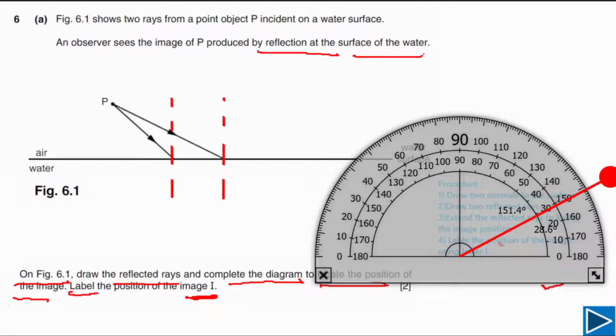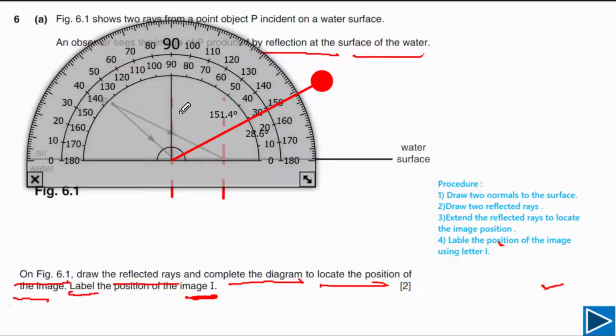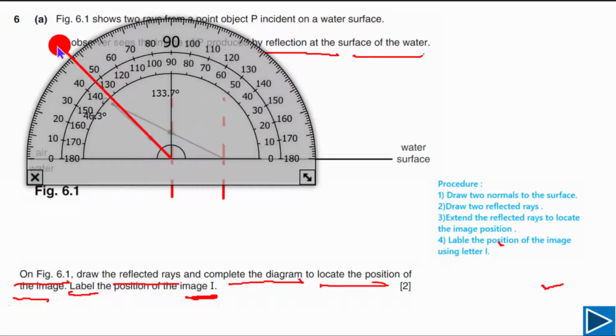The next step is to draw reflected rays. For reflected rays, again we need a protractor, so we can place our protractor here. We need to measure the angle of incidence. So the angle of incidence is around 47, because the angle of incidence is measured from the normal. So this is around 47, and this is our angle of reflection. We need to simply draw the reflected ray. So this is our reflected ray.